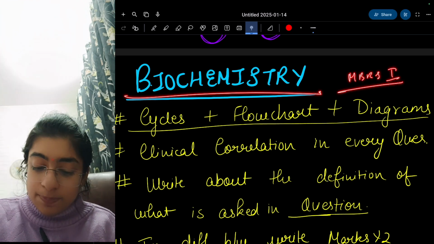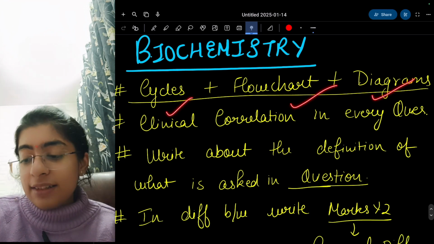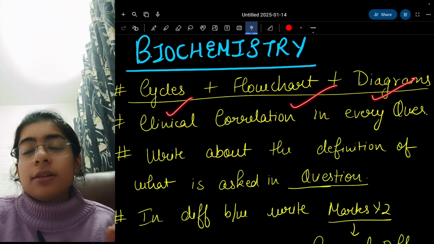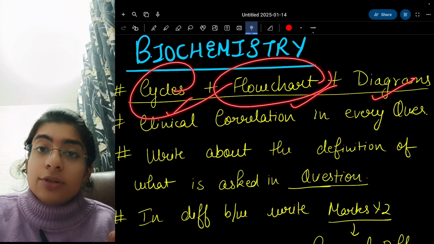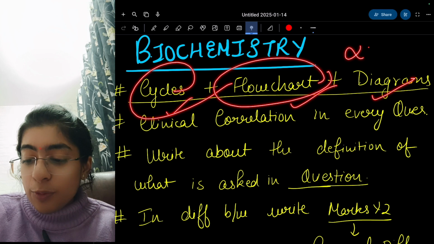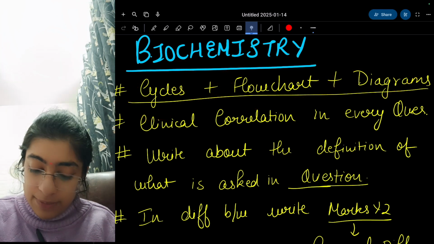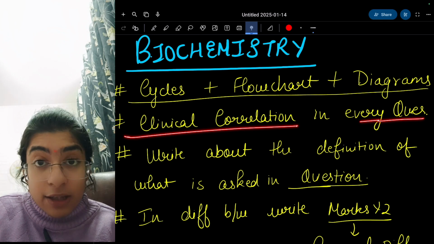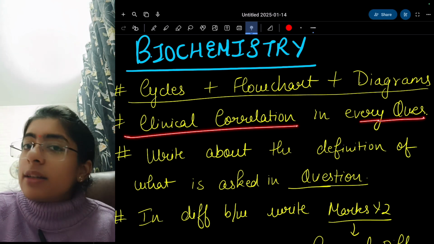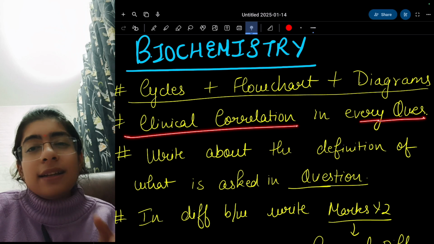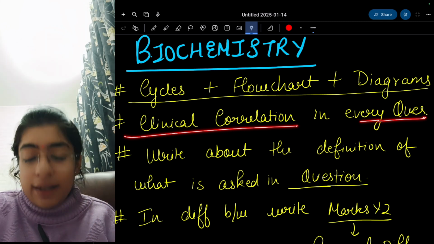First of all, you need to ensure the cycles, flowcharts and diagrams are there in your answer sheet, because these are basically proportional to the quality of your answer sheet in biochemistry. Clinical correlation in every question is very important, because sometimes everything is right but you haven't written the clinical correlation. Don't think that it is not asked in the question. Even if it is not asked, do write it.